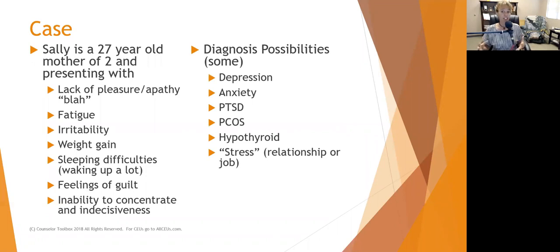So some diagnosis possibilities that all of these symptoms would fit into include depression, anxiety, PTSD, polycystic ovarian syndrome, hypothyroid, and just plain old run-of-the-mill stress. And stress, you might be able to squeeze it into adjustment disorder if you really need a diagnostic classification. But if somebody is going through a divorce or a breakup, they may not be clinically depressed, but this stress really weighs on people. And when your stress is an activation of that threat response system, when that HPA axis is activated, it reduces serotonin, it reduces sex hormones. So you do tend to have all of these symptoms.